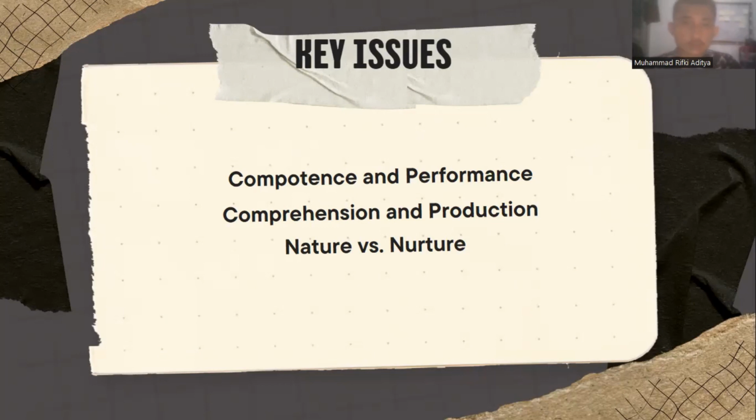Comprehension itself is the ability to understand language input, such as spoken words or written text. It involves recognizing vocabulary, grammar, and the overall meaning of what is being communicated. So in this first language context, comprehension typically develops before production, meaning children understand language before they can speak or write it.